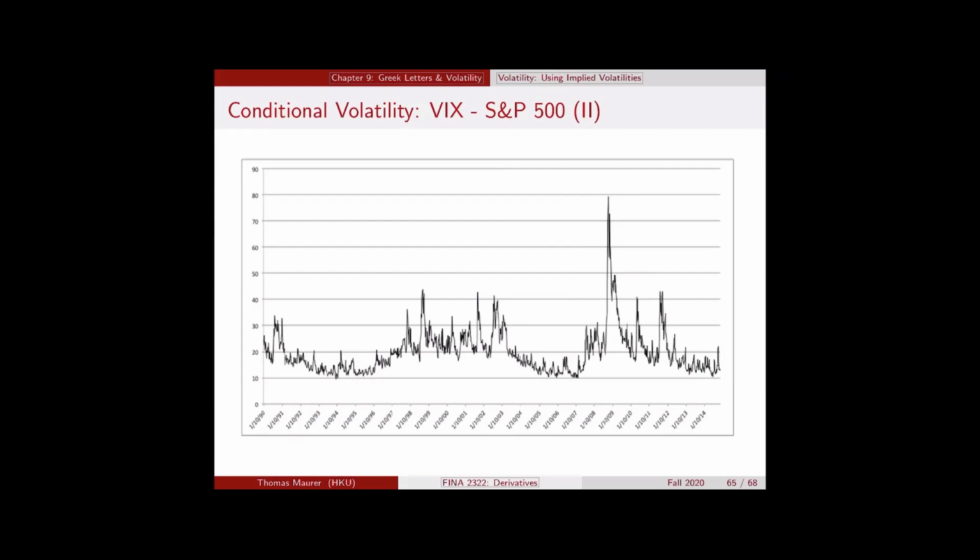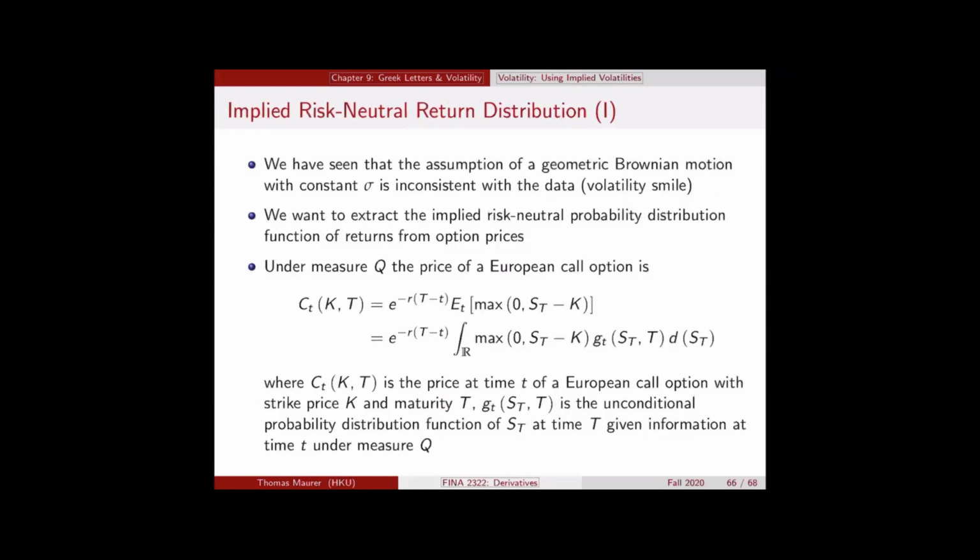This is when also the Fed started quantitative easing, and since it has calmed down quite a bit. The last thing I want to talk about is the implied risk-neutral return distribution, which you can actually back out from option prices.